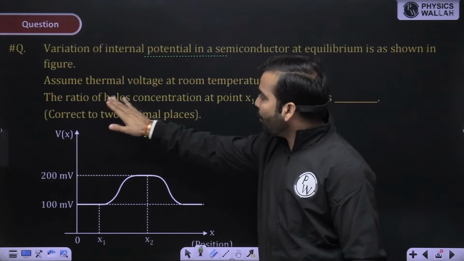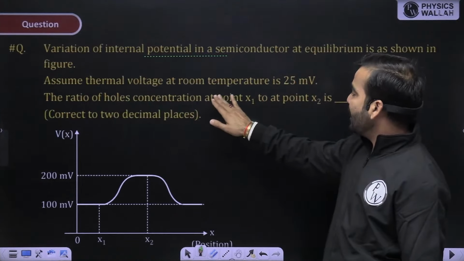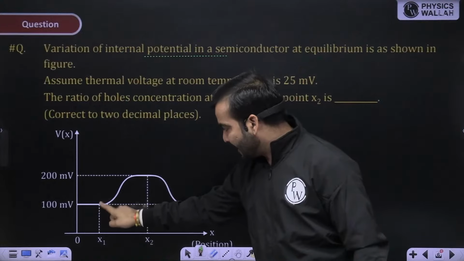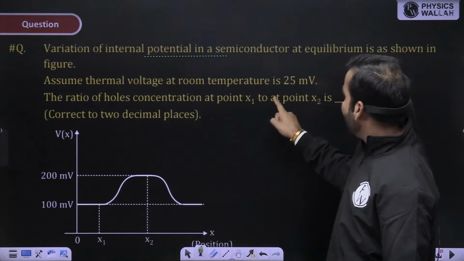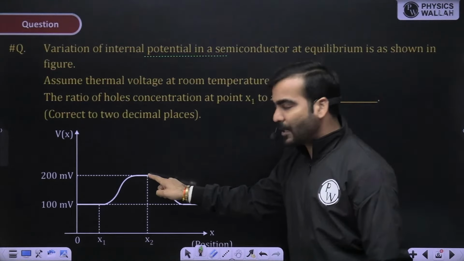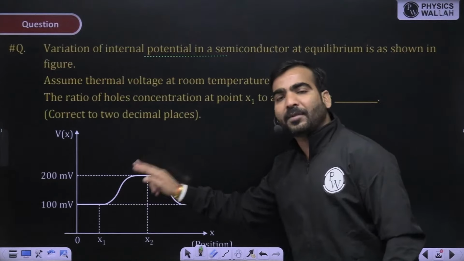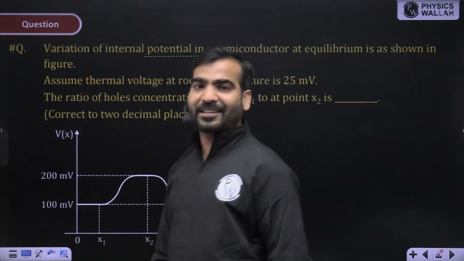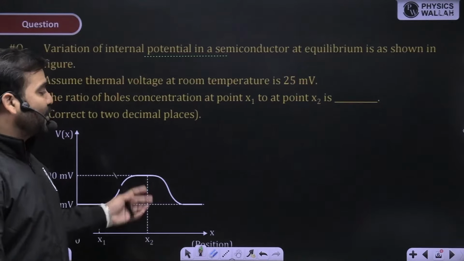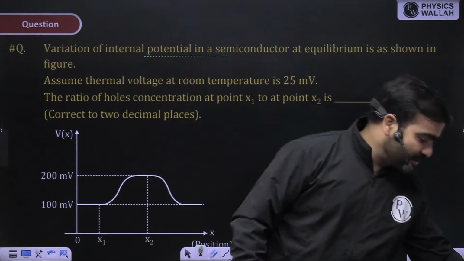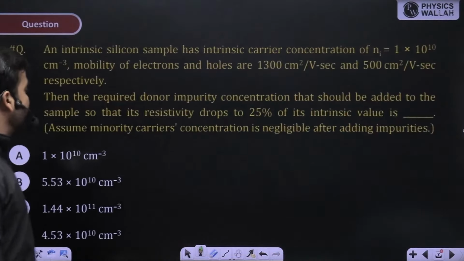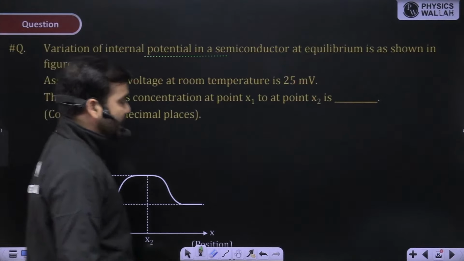We have to find the ratio of the holes concentration at point x1 and the holes concentration at point x2. Now how to solve this problem? Let's solve it quickly, very easily.